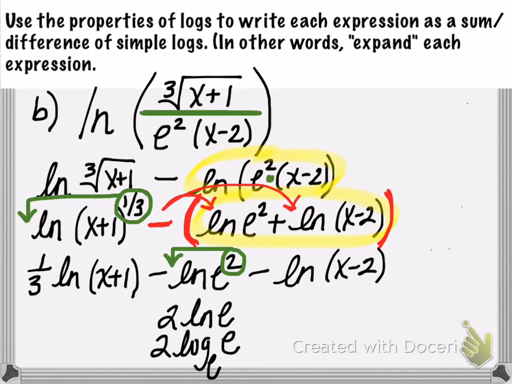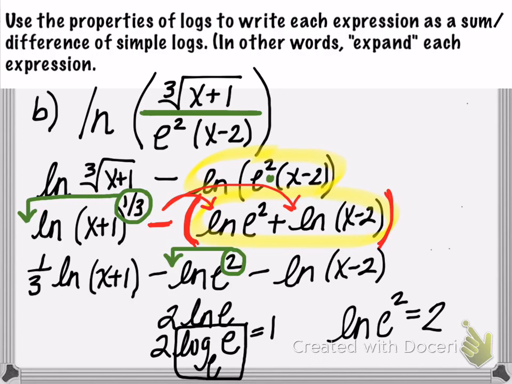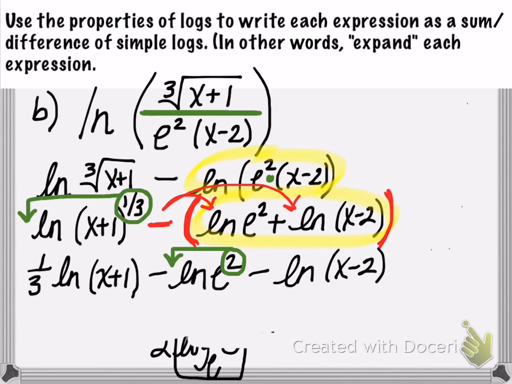2 times log base e of e. And this piece here, log base e of e, is actually equal to 1. So essentially I have 2 times 1, which would just be equal to 2. So this middle logarithm, the natural log of e squared, is actually going to be equal to just 2 when we simplify it. But you may not like that explanation, so let me show you an alternative.